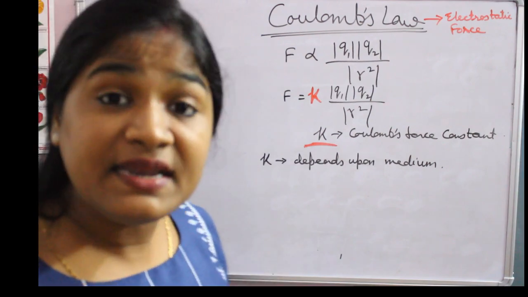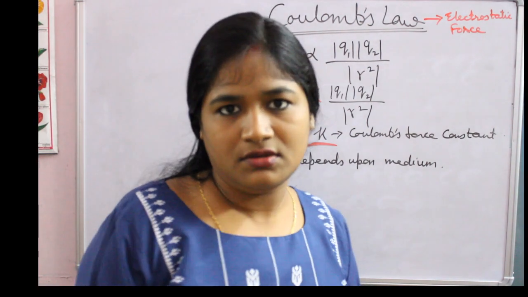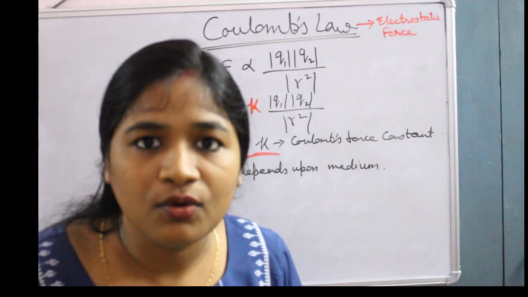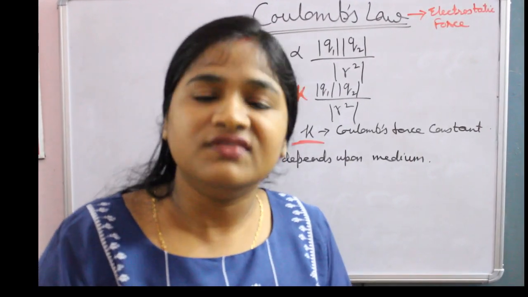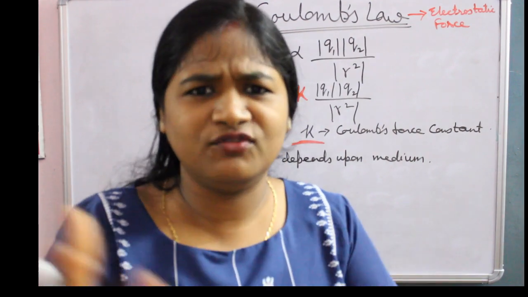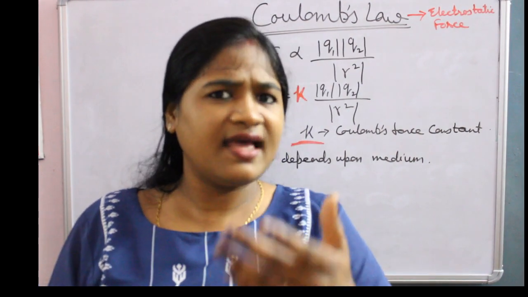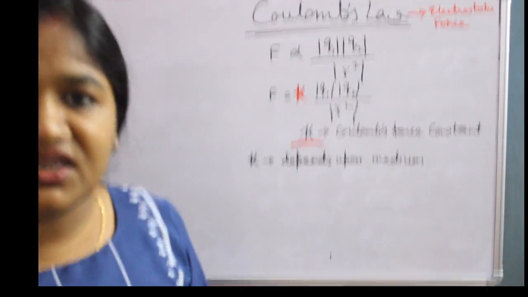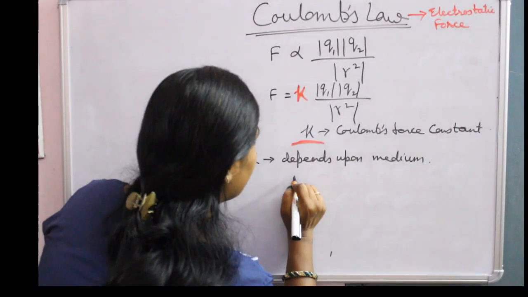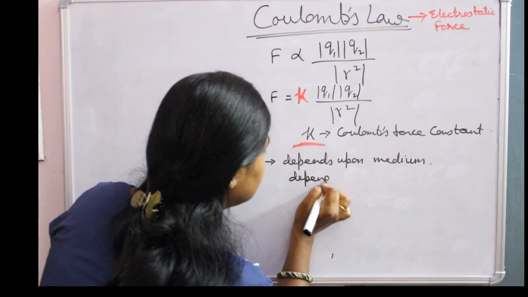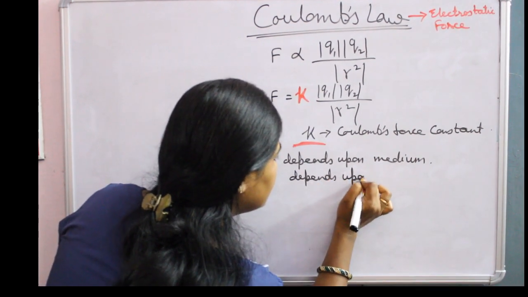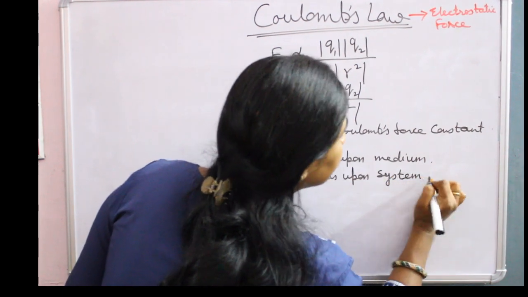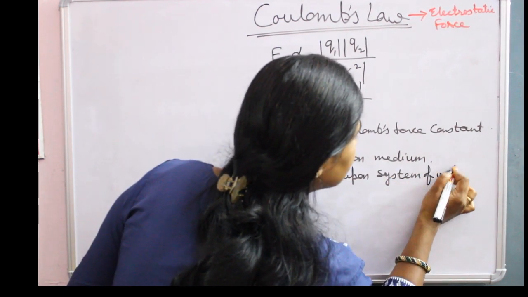And second thing, it depends upon the system of unit. System of unit कहने का मतलब कि तुम यूनिट को क्या ले रहे हो. SI सिस्टम ले रहे हो, CGS सिस्टम ले रहे हो, FPS ले रहे हो. FPS तो कोई लेता नहीं, MKS भी कोई नहीं लेता. SI और CGS, SI ज़्यादा चलता है. तो K किस पे डिपेंड करेगा? Depends upon medium and depends upon system of unit. बहुत इंपॉर्टेंट है, system of units.